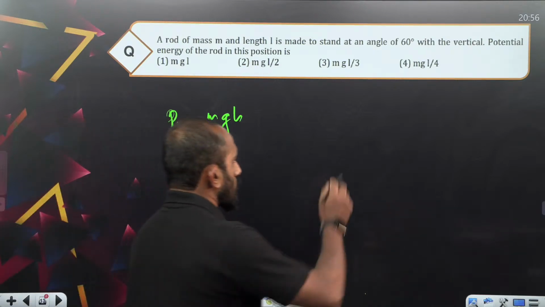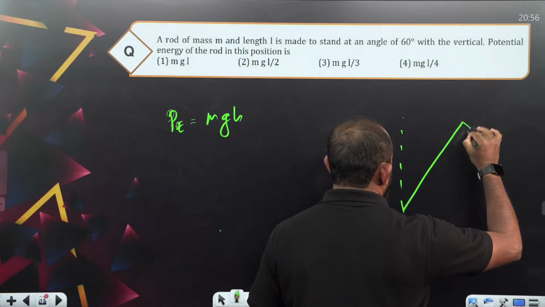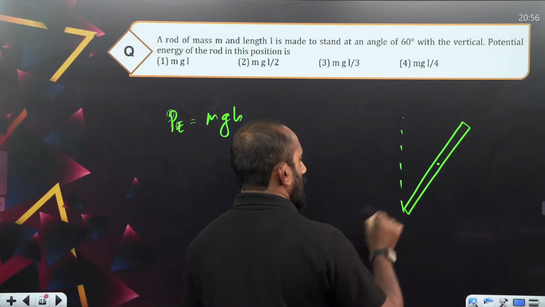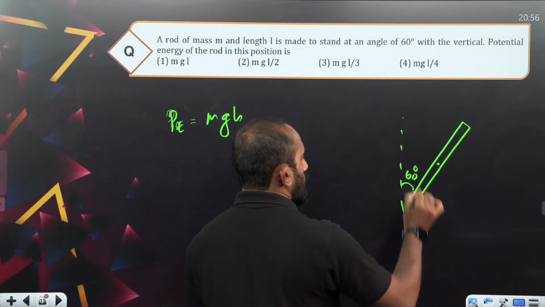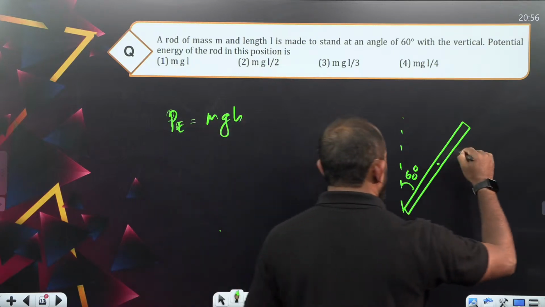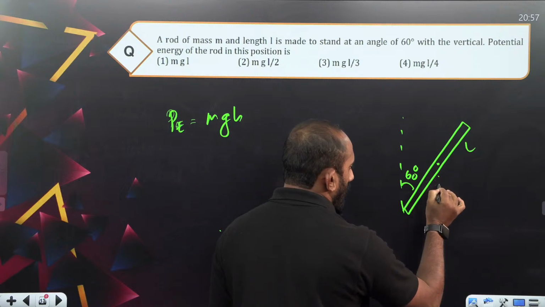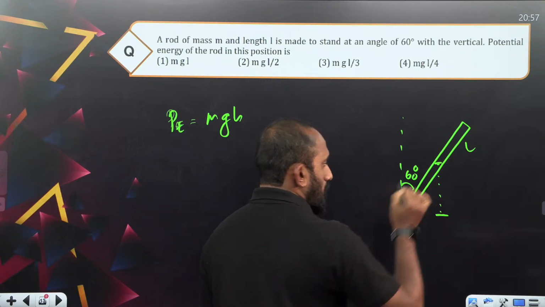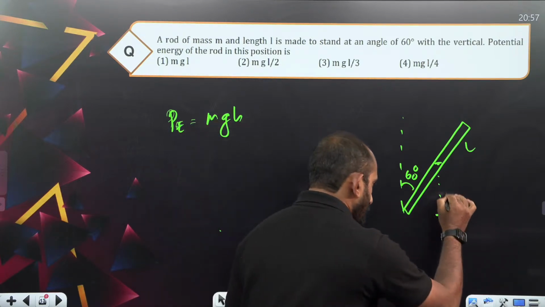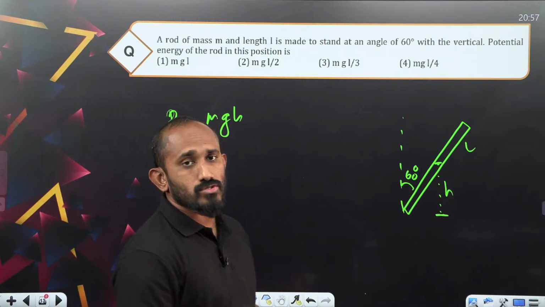In this question, a rod is kept like this, making an angle of 60 degrees with the vertical. Mass of the rod is m and length is L. So here we have to find at what height the center of mass will be. Let it be h. Now we have to find h, substitute in mgh, and we'll get the answer.